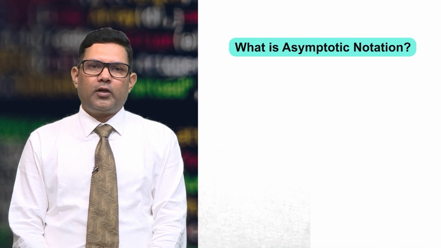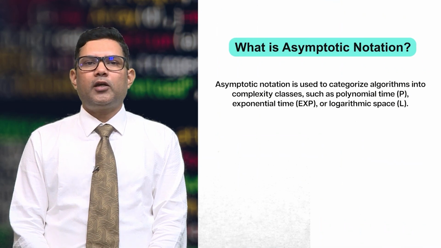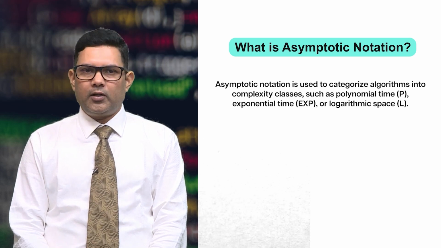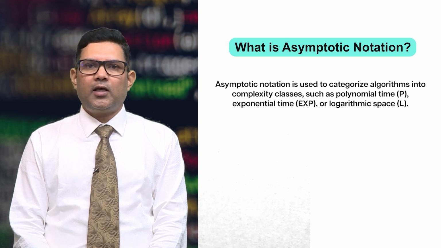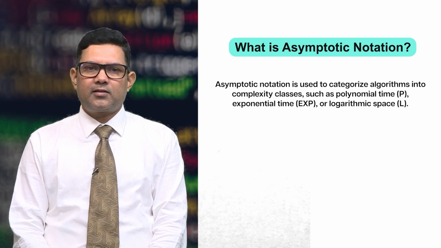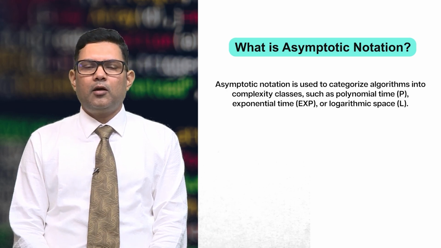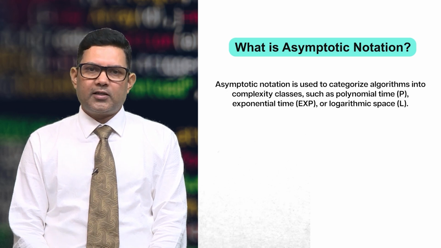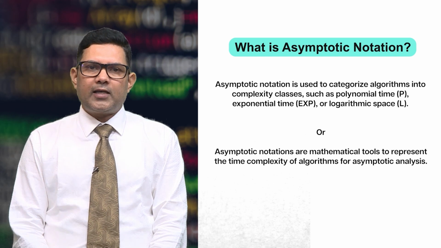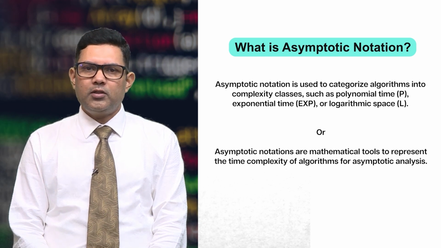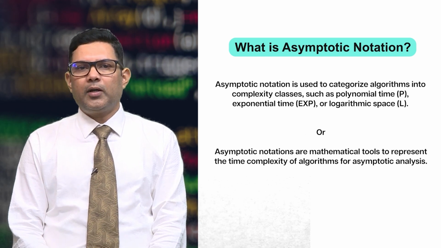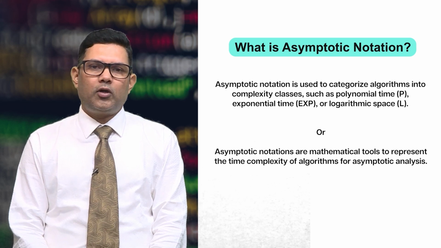What is asymptotic notation? As we know, asymptotic notation is used to measure the growth rate of a function or of an algorithm, so that we can distinguish the algorithm into different complexity classes. Asymptotic notation is used to categorize algorithms into complexity classes such as polynomial time classes, exponential time classes or logarithmic time classes. Or we can say that asymptotic notations are mathematical tools to represent the time complexity of algorithms for asymptotic analysis.